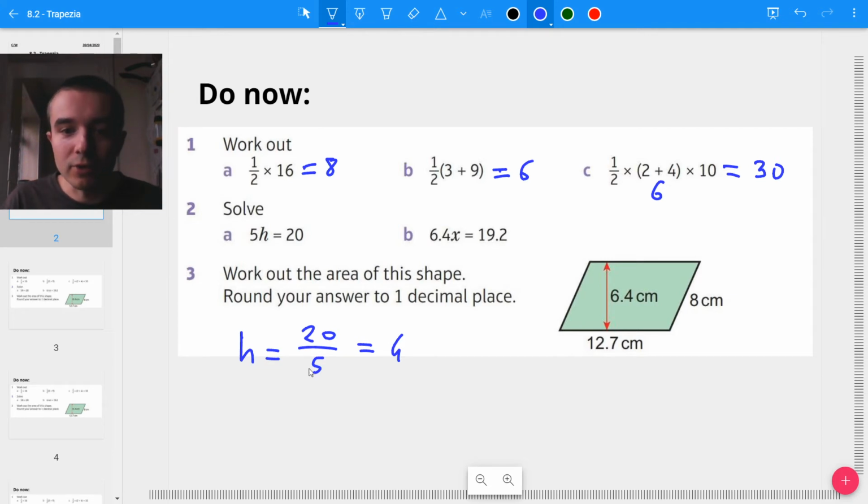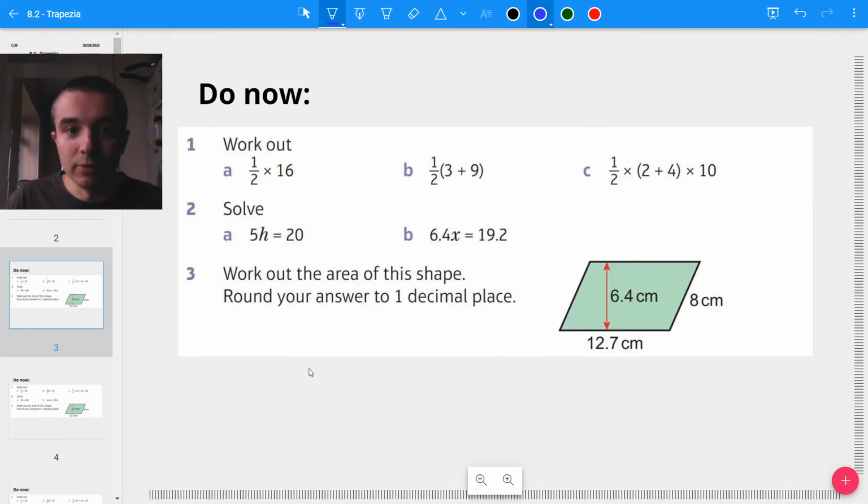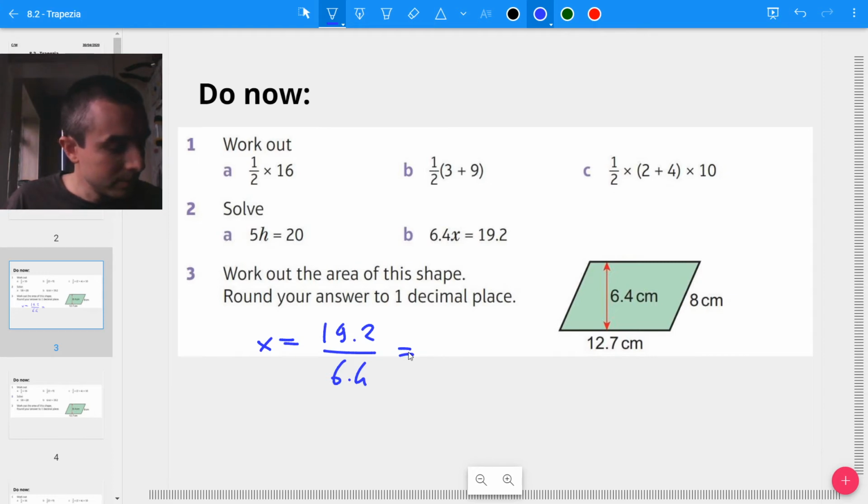So for B, we actually need to apply the strategy I just taught you. So x times 6.4, or 6.4 times x, equals 19.2. So x equals 19.2 divided by 6.4. Let's see. And that's 3.